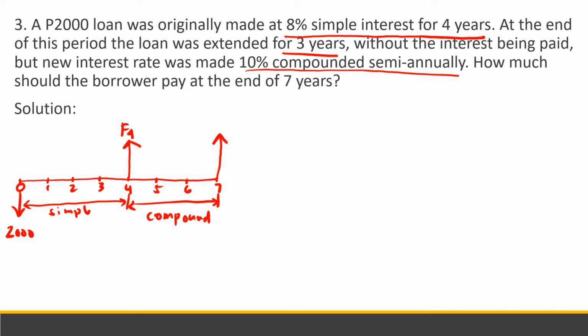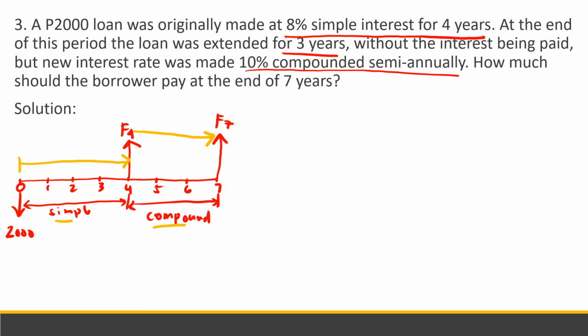Compound interest. So that is F7. First, we will solve F4 using simple interest, that is for 4 years. Then we will solve that F4 into F7 using compound interest. So this is why we need the cash flow diagram.